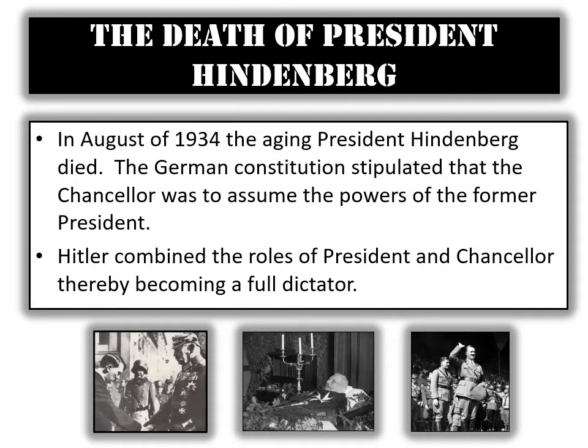The death of President Hindenburg. In August of 1934, the aging President Paul von Hindenburg died. The German constitution stipulated that the Chancellor, Hitler, was to assume the powers of the former president. Hitler then combined the roles of the president and chancellor, thereby becoming full dictator of Germany.